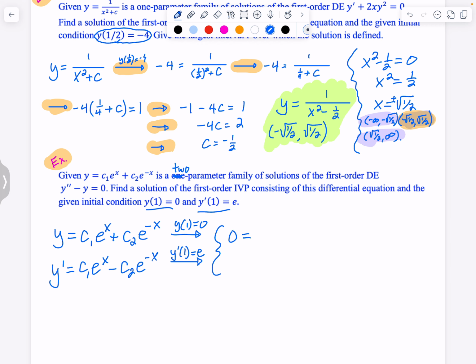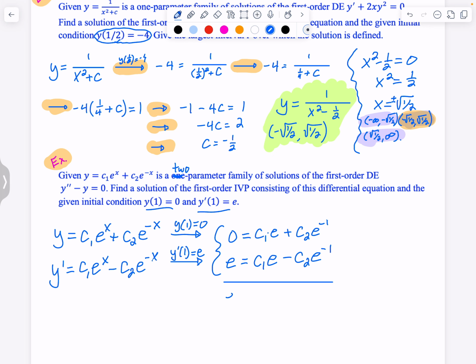Okay, so 0 equals, e to the first power is just e, so I get C1 times e plus, and then e to the negative 1 times C2. All right, the second one, I'm going to get e, that's what y prime is. Plugging in the first one, I get C1 times e, and then minus C2 e to the negative 1. Okay, notice we have to solve this system. This is going to require algebra, or you can use a calculator to solve these systems if you know how to use a matrix. I don't care, just solve it.